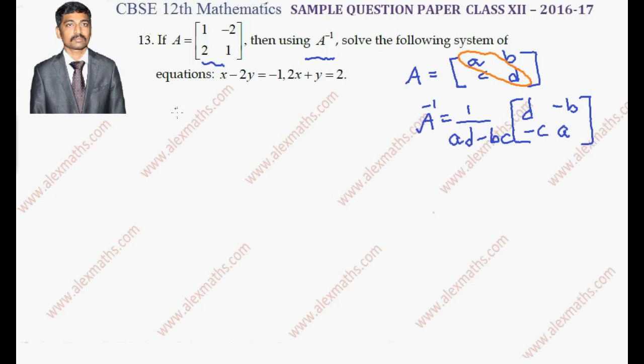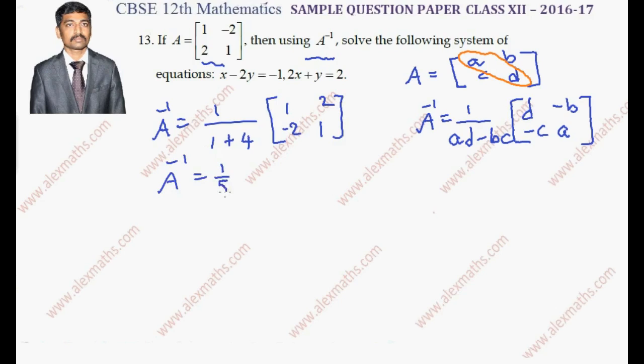So using this, if I find A inverse, 1 by the determinant value is 1 minus of minus 4, that is basically 1 by 5. Then these two elements I have to interchange. After interchanging, it is 1 and 2. These two elements I have to change the sign. Here already minus, I will put plus. Here it is plus, I will put minus. So the A inverse value itself is 1 by 5, matrix 1 2 minus 2 1.